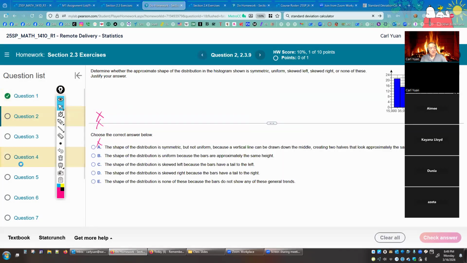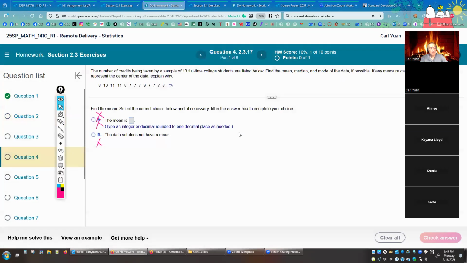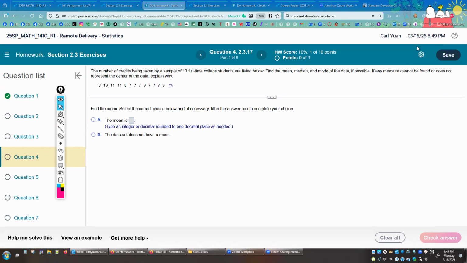All right, let's try number 4. Number 4 says the number of credits being taken by a sample of 13 full-time college students are listed below. Find the mean, median, and mode of the data if possible. If any measure cannot be found or does not represent the center of the data, explain why. Let's see if we can do that quickly.